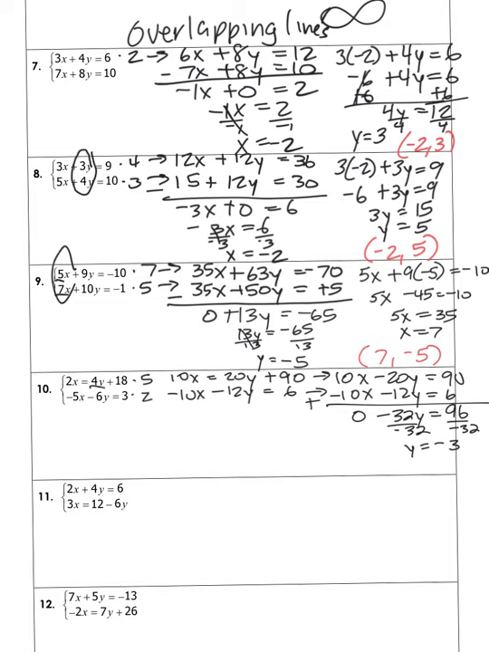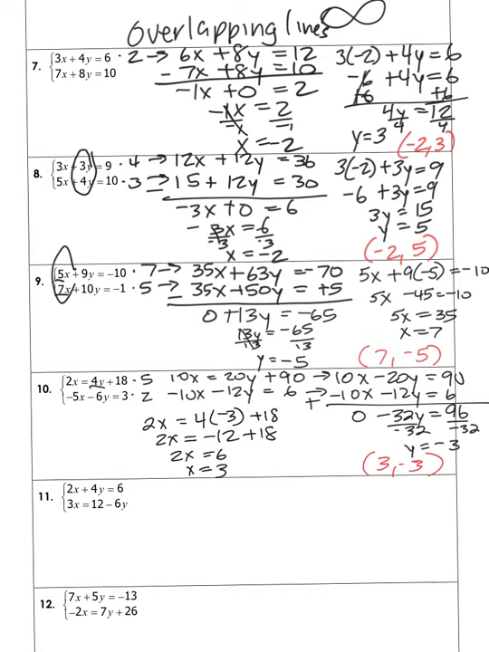If y equals negative 3, I can plug it back into my original equation and solve for x. 4 times negative 3 is negative 12. Negative 12 plus 18 is 6. Divide by 2 on both sides, and x equals 3. Solution, 3, negative 3.